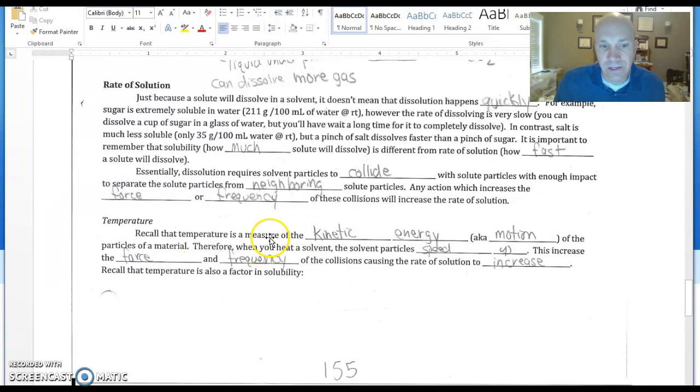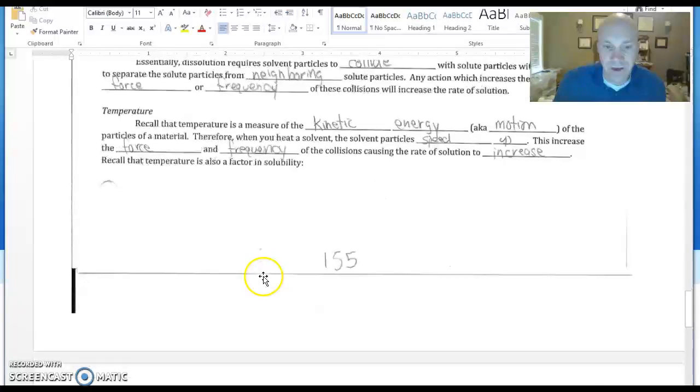Remember that temperature is just a measurement of the amount of kinetic energy or the motion, or you could think of it as the speed of the solvent particles. Therefore, when you heat up the solvent, the solvent particles are going to speed up, and this is going to increase both the force and the frequency of those collisions. When that happens, that's going to increase the rate of how fast things are going to dissolve. One thing I want to point out is that this effect is separate from the temperature's effect on solubility. Temperature is also a factor in solubility.